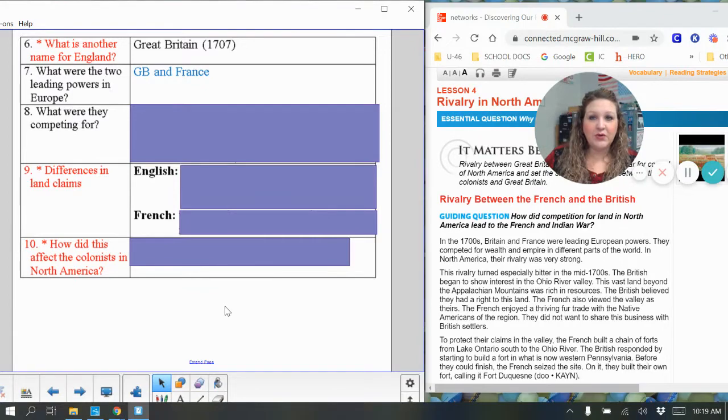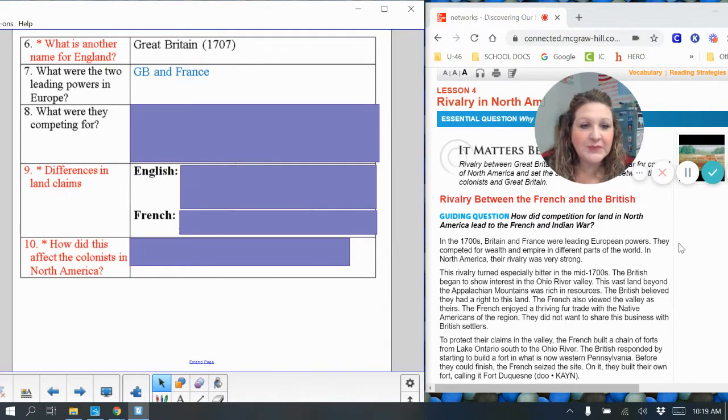You can type in Great Britain if you want to. But if you know that GB means Great Britain, then you can just leave it at that, okay? So what were they competing for? We know that they were competing over land, but we need to be more specific. So I'm going to continue reading.